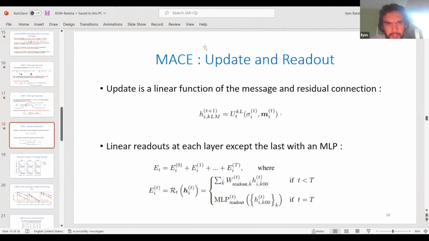Okay. I think there is another question I've seen on the layers. Why do you separate the last layer's features? What is the intuition beyond the experimental performance? Well, first, it works well. And second, what I explained is that we really wanted to have a body order expansion. And as there is no nonlinearity in the message construction, then we know exactly the correlation order.